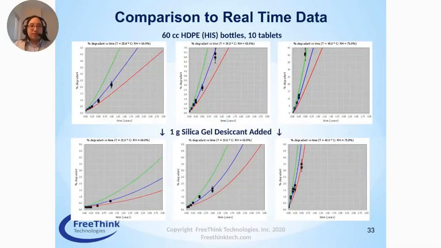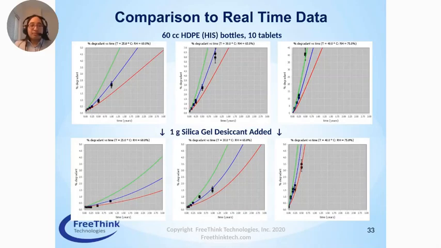So we took those tablets and put them at 25/60, 30/65, and 40/75 for 1 year. Here you can see the blue line is the mean predicted shelf life. The green and red are the error bars, and the black dots are the actual measured percent degradant. So we have a really good match to the model in these cases.